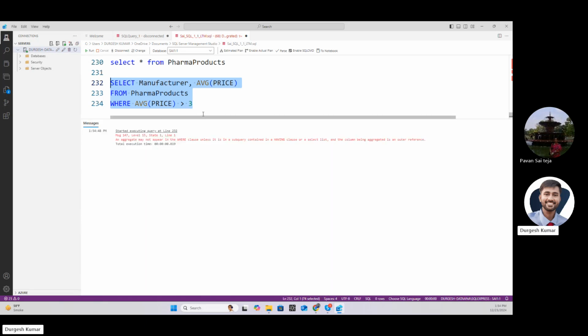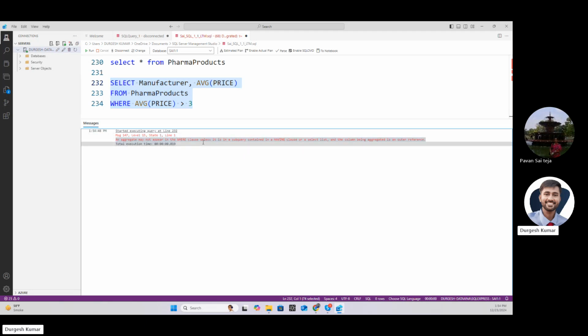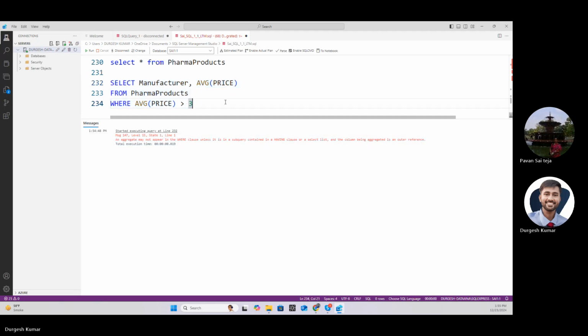Okay. This is throwing an error and it's saying an aggregate may not appear in the where clause unless it is a subquery contained in a having clause or a select list, and the column being aggregated is an outer reference. Now, I know understanding this error is a bit difficult, but you have one magic tool. Just compare the same thing through your order of execution and let me know.